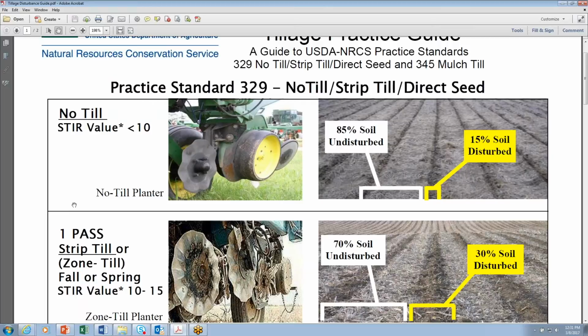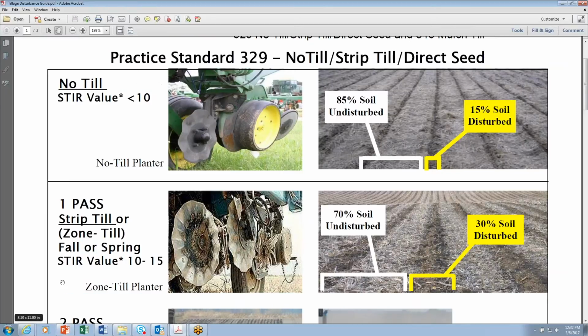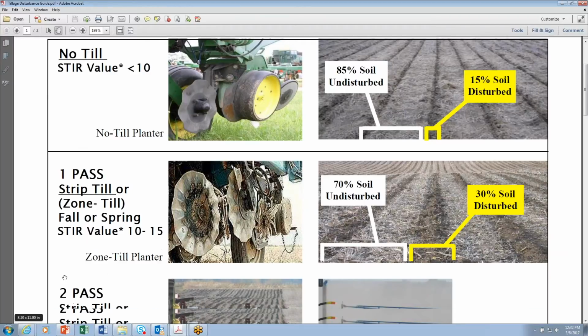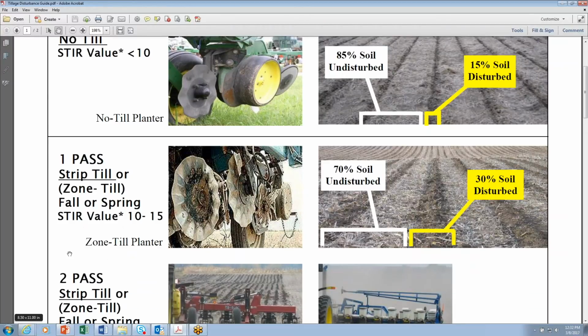Then if we go to strip till, you're allowed to do just a little bit more. The definition of a strip till is that in that zone of planting, in that strip, you will disturb a little bit, but you're going to keep it to 70% of the whole surface not disturbed, and only 30% of the overall field surface is disturbed.